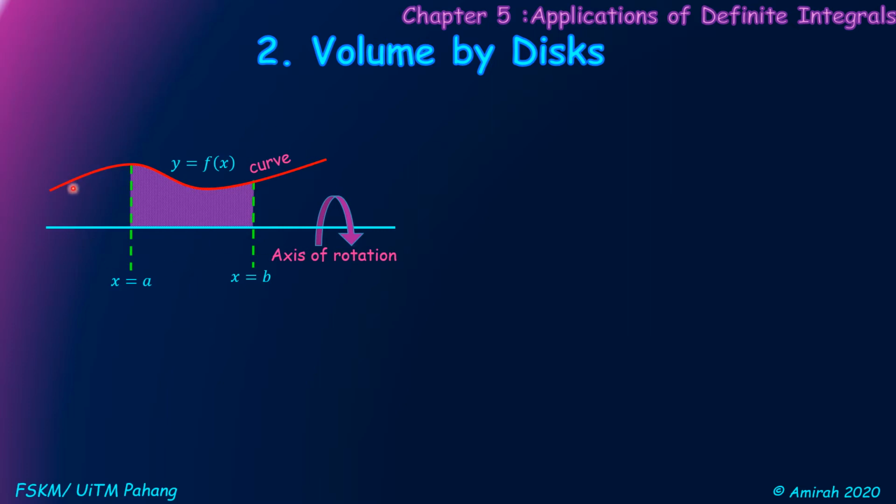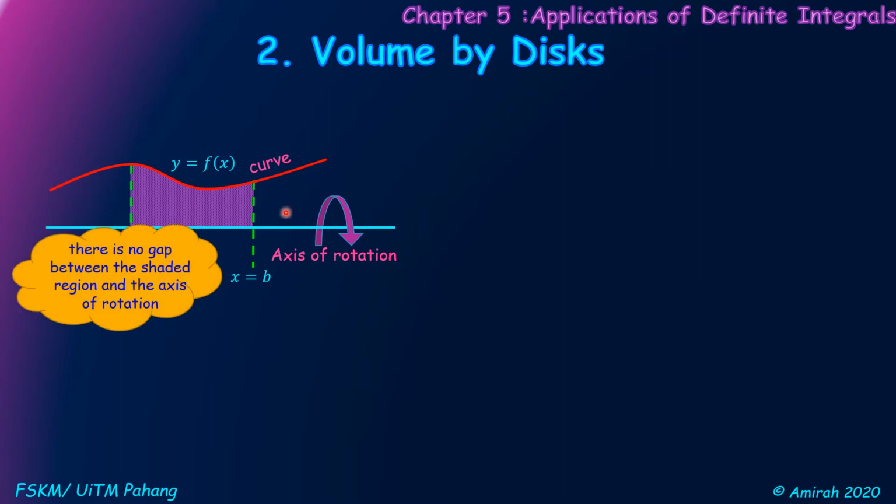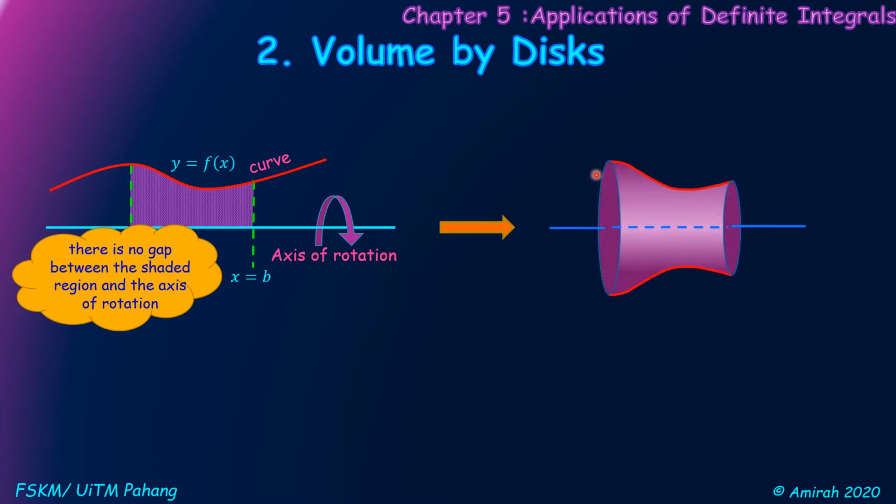This is the given curve. This is the axis of rotation. This is the rotation sign. And then this is the shaded region. From this diagram, there is no gap between the shaded region here and the axis of rotation. So after rotation, we will get this diagram, which is a solid object, because there is no gap here.